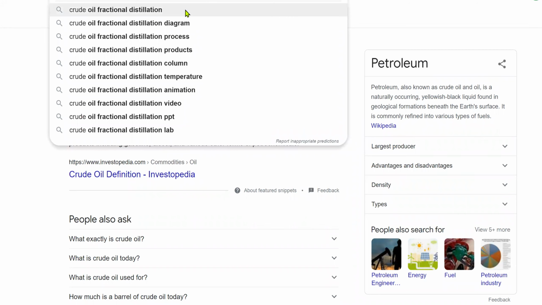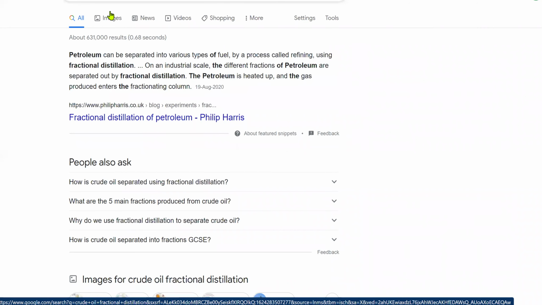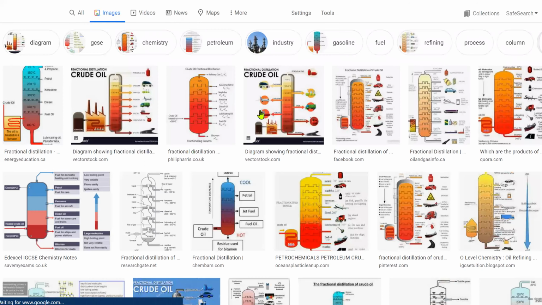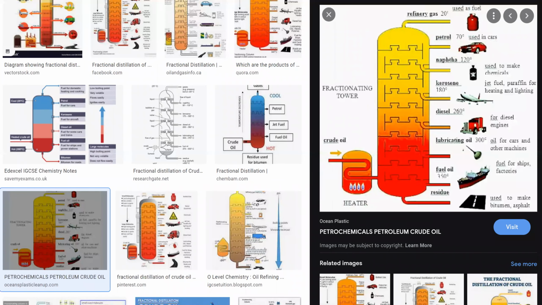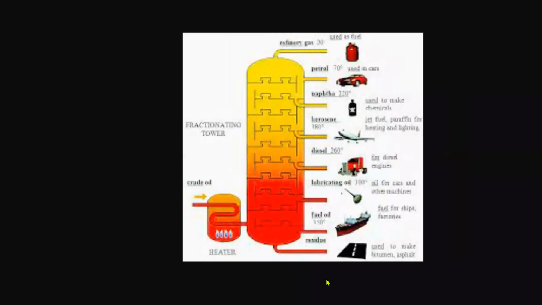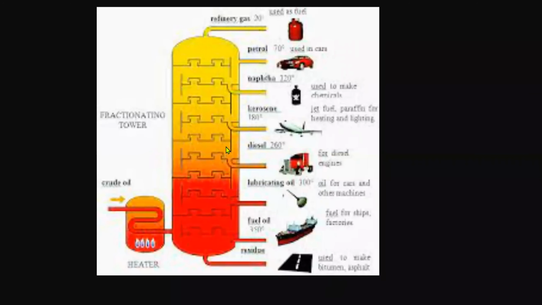So, crude oil is the oil that you obtain from the Earth's crust, and it's a mixture of many different things. Let me just open this image. It's a mixture of many different gases and many different liquids as well. You've got lubricating oils, you've got diesel, you've got kerosene, you've got naphtha, you've got petrol. So it has different components.